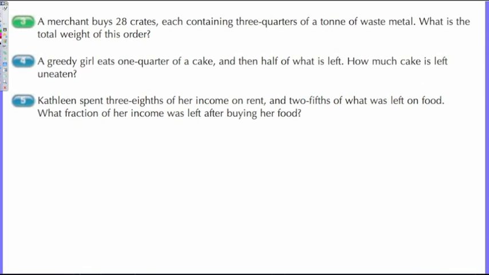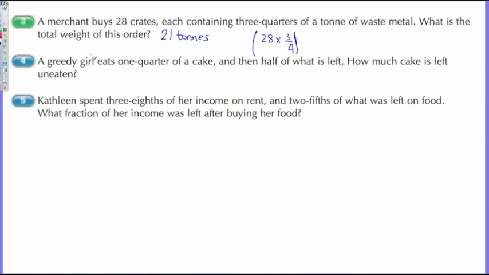Next questions. We've got some worded questions here. A merchant buys 28 crates, each containing 3/4 of a tonne of waste metal. What is the total weight of this order? So we've got each contains 3/4 of a tonne. So we've got 28 lots of 3/4. Okay, so for the answers, we have 21 tonnes. So we've got 3/4 of 28. Okay, and that gives me 21 tonnes.